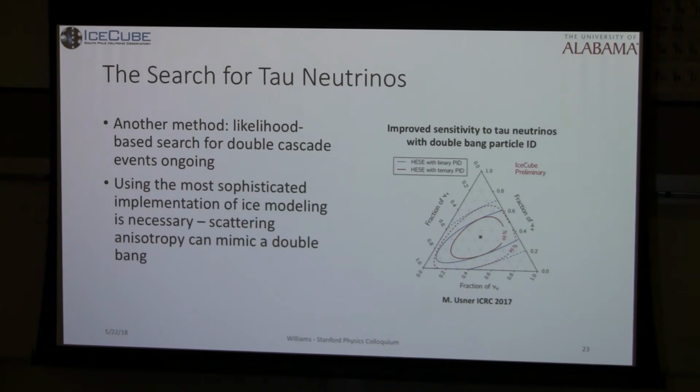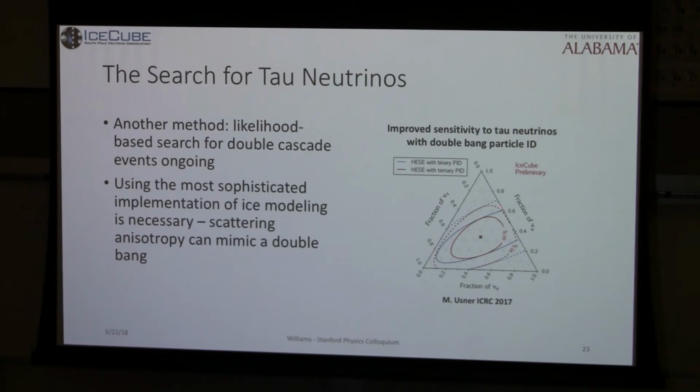We're also doing another search which is more similar to our traditional cascade search, which is a likelihood search. So we do have a likelihood for the event shape, and we can do a double cascade likelihood. In order to do this properly, you need to implement the most sophisticated modeling of the ice, including anisotropy and tilt, because if you don't take anisotropy into effect, it can actually mimic a double cascade or double bang.